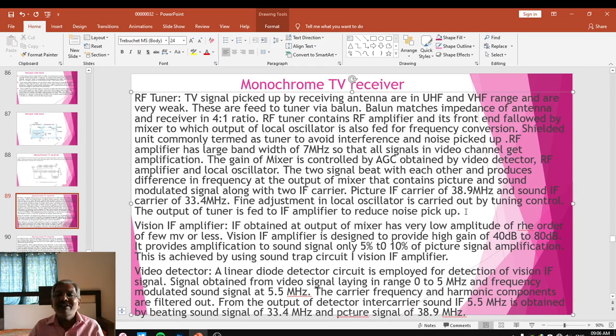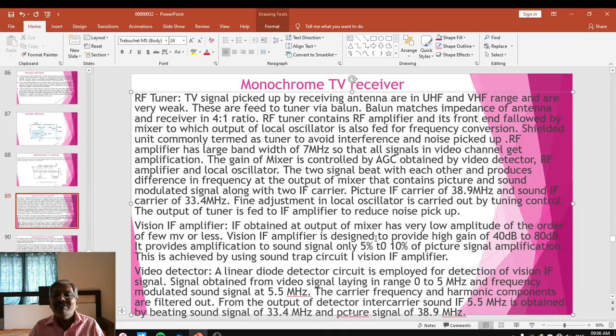So friends, after that, try to remember the RF amplifier uses the superheterodyne principle. After that, there is a vision IF amplifier. The IF obtained at the output of the mixer has a very low amplitude, of the order of a few millivolts or less.